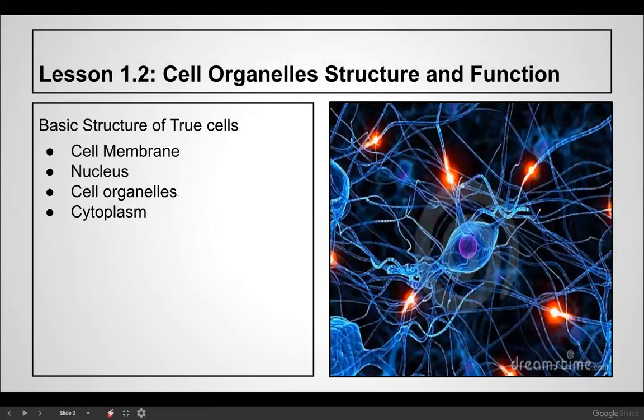If you look at the picture, there's a cell with the nucleus inside of it, the purple nucleus. The basic structure of true cells: the cell membrane, the nucleus, which is this thing right here, the cell membrane being the outer layer, cell organelles, and the cytoplasm.